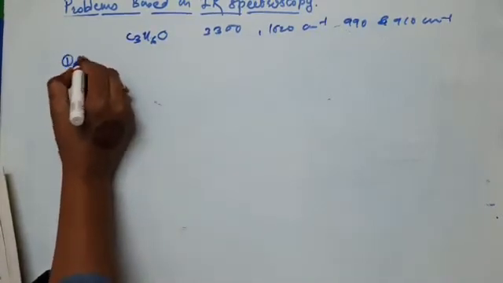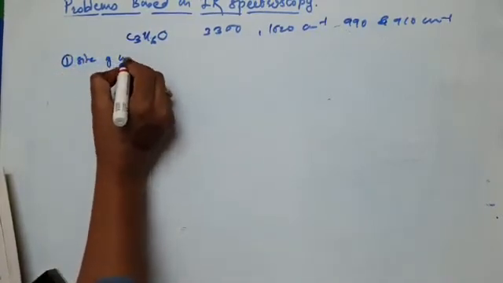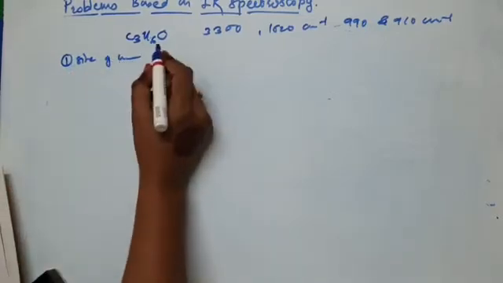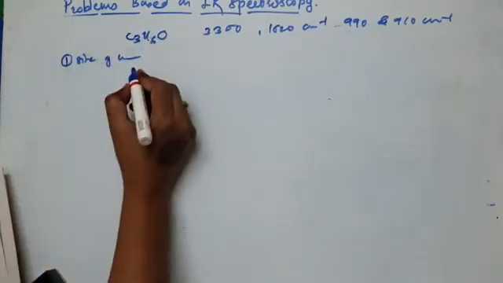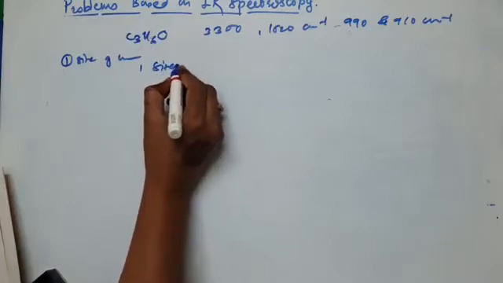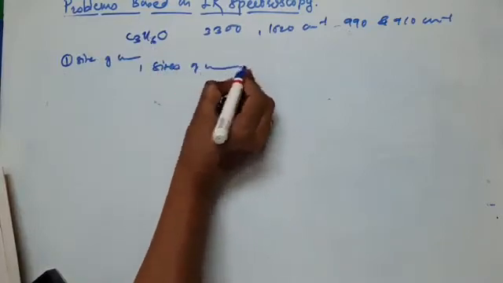So first is the site of unsaturation. Always remember you have to find out the site of unsaturation, and for this molecular formula we have already found out the site of unsaturation. It contains 2 hydrogen atoms less, so there is 1 site of unsaturation.